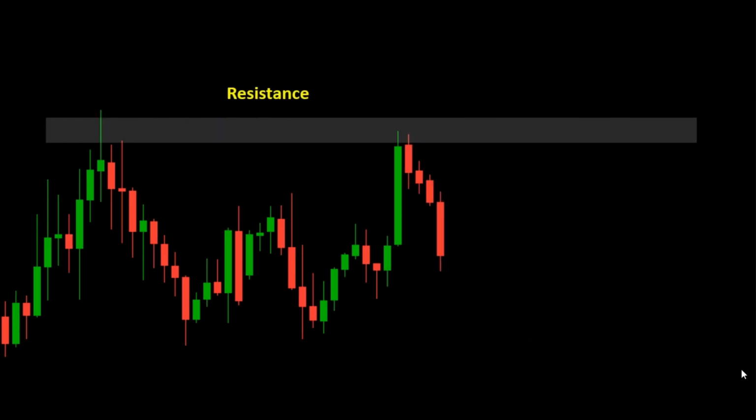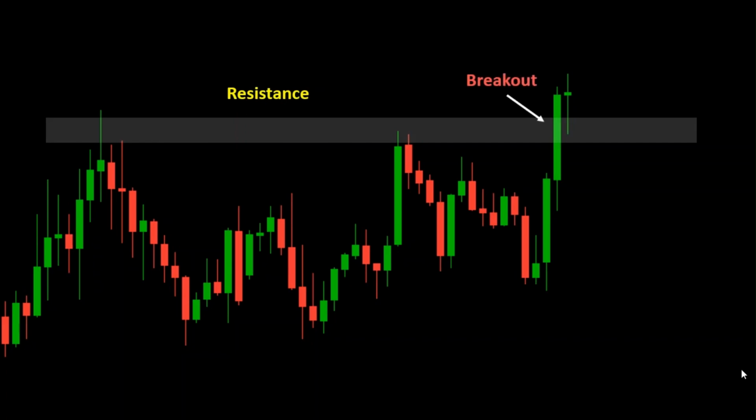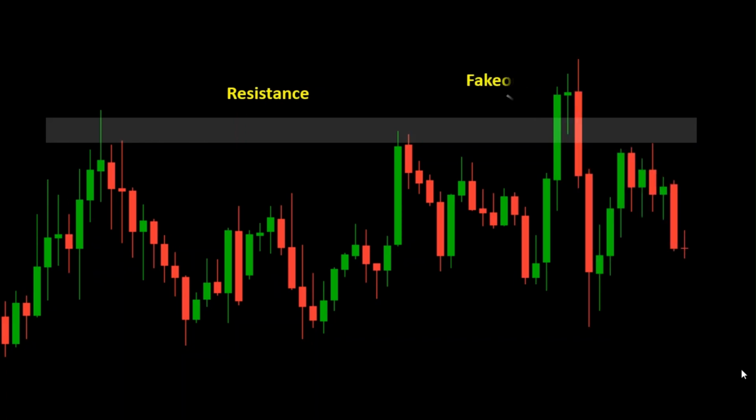In this example, we can see that a resistance level has formed, and the price breaks above the resistance. The breakout appears to be confirmed when a candle closes above the resistance level. However, the subsequent candles quickly re-enter the area below the resistance, and there is no confirmation of continued upward momentum. This indicates that the breakout was a fakeout, a false signal, and highlights the importance of waiting for strong confirmation before entering a trade. So no trade is the best trade when there is uncertainty in the market.